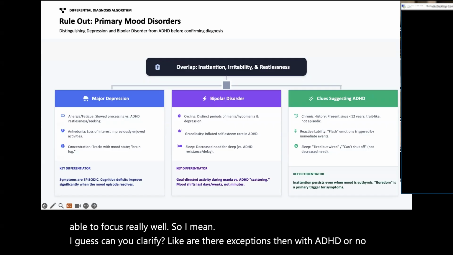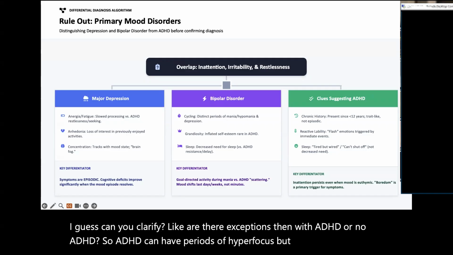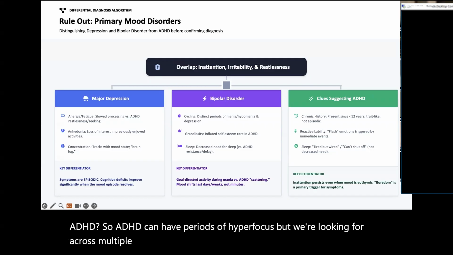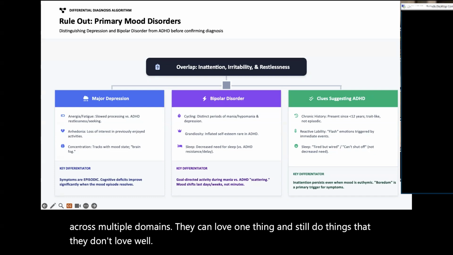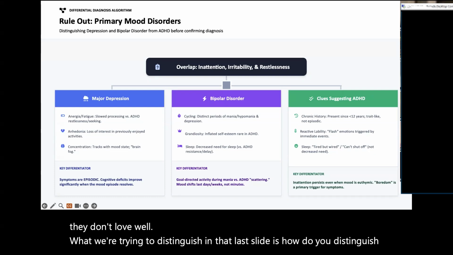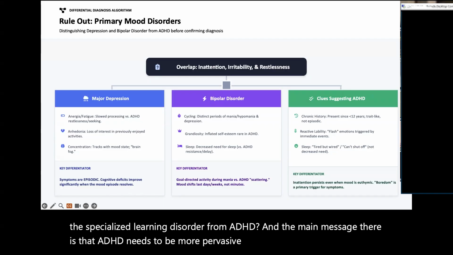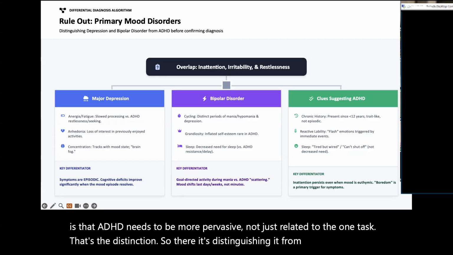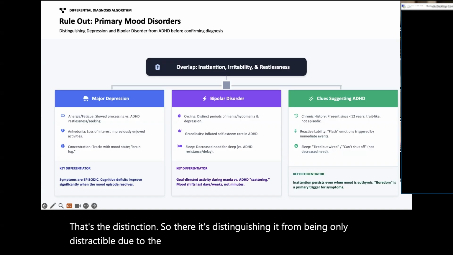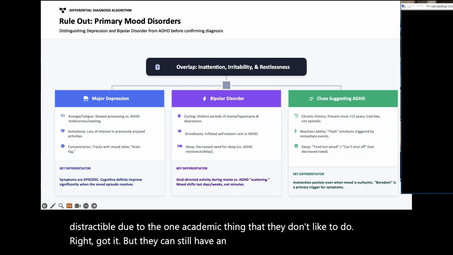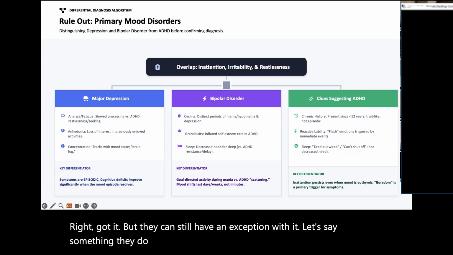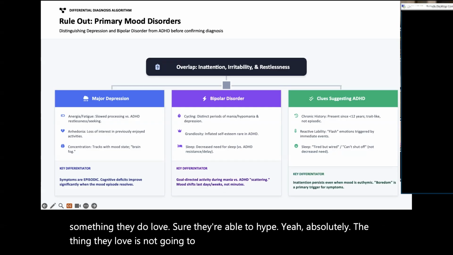Yeah. So ADHD can have periods of hyperfocus, but we're looking for across multiple domains. They can love one thing and still do things that they don't love well. What we're trying to distinguish in that last slide is how do you distinguish the specific learning disorder from ADHD? And the main message there is that ADHD needs to be more pervasive, not just related to the one task. That's the distinction. So it's distinguishing it from being only distractible due to the one academic thing that they don't like to do. Right. Got it. But they can still have an exception with something they do love where they're able to hyperfocus. Absolutely. Well, the thing they love is not going to be reading if they're dyslexic.